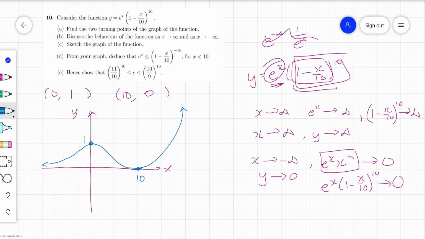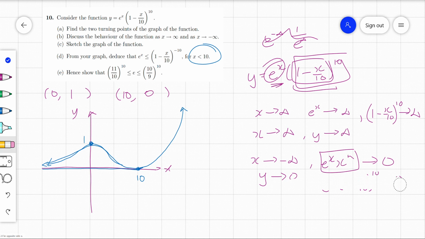So from the graph, can we deduce that e to the x is less than or equal to that? So let's put all this. It does say for x less than 10, so we're looking at all this part here. So for all this graph, what do we know? What inequality can we use?